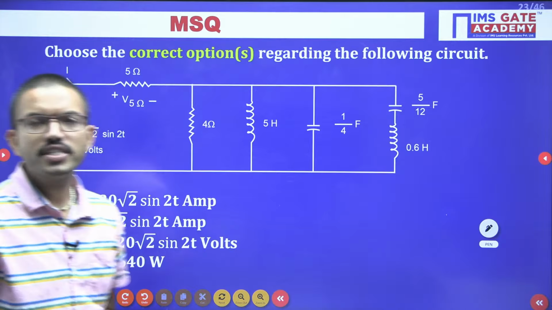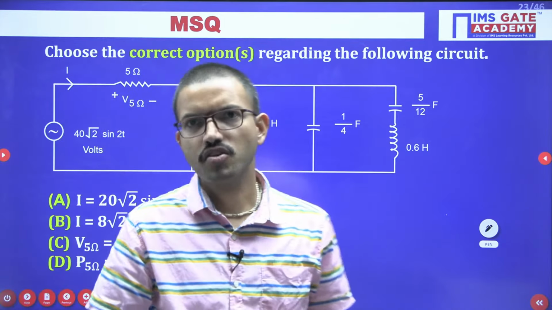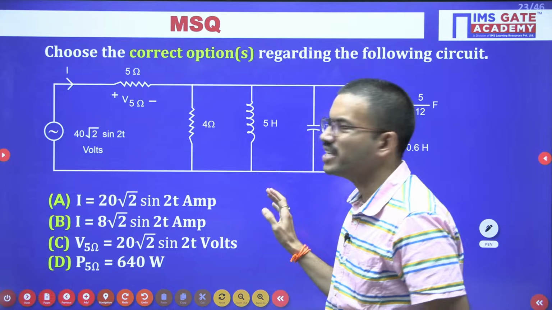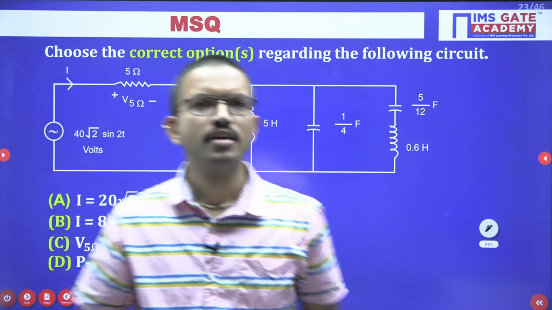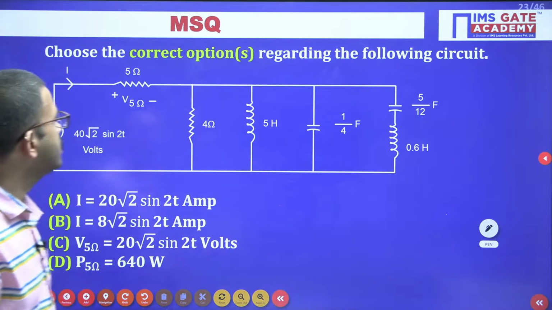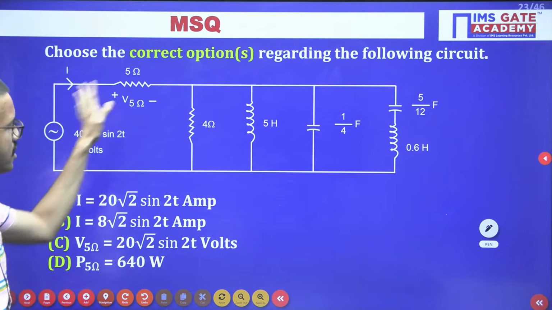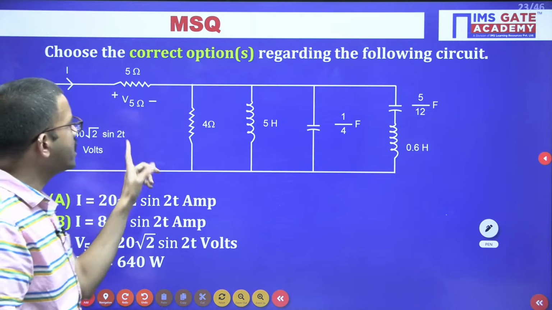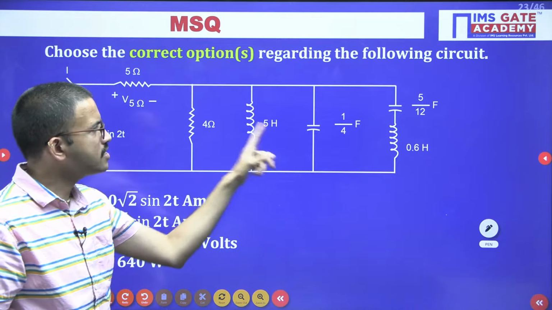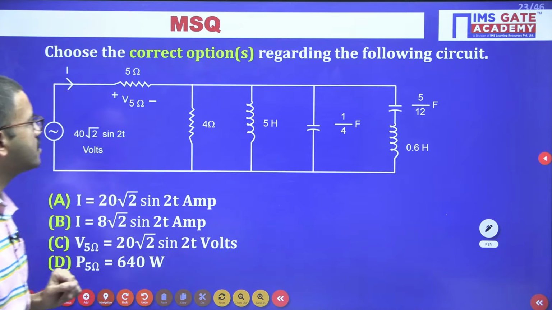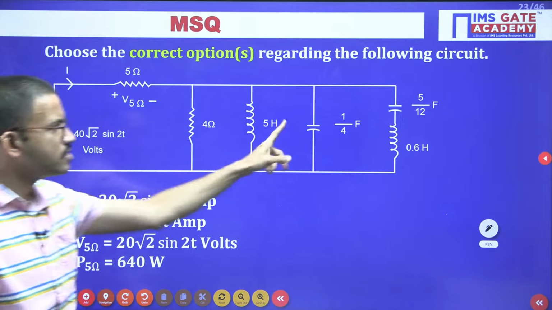So up to now we have discussed the questions regarding transients. Now we are going to discuss the questions based on steady state. So all of you give a try. In this particular question, you are having the circuit diagram. In this circuit diagram, you are having resistors, inductors, and capacitors.